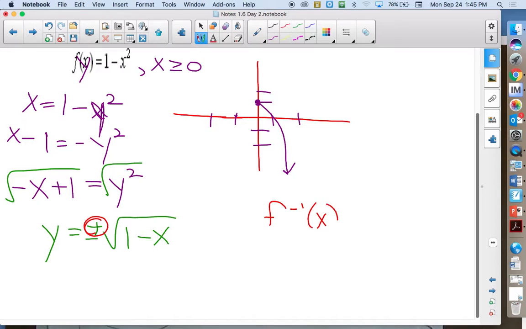So our inverse function would be the positive square root of 1 minus x. You don't need to put a plus there, but just to kind of emphasize that we're picking the positive part because we kept the positive side of the graph.